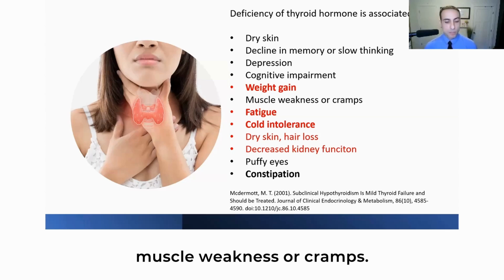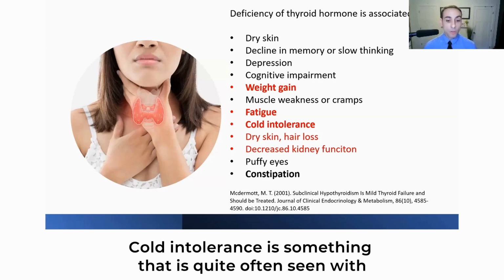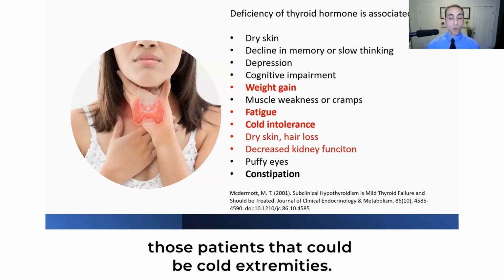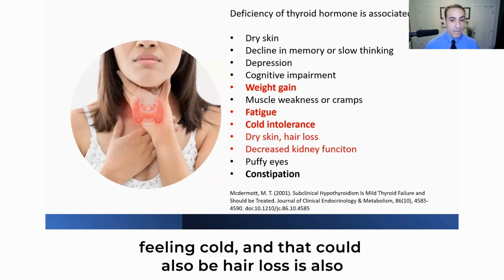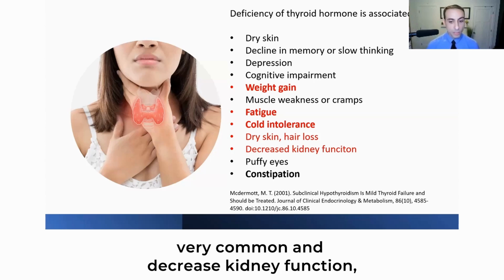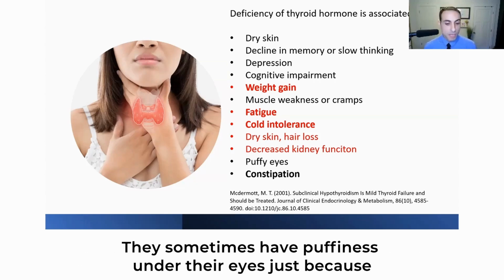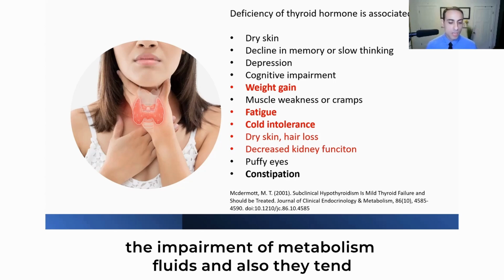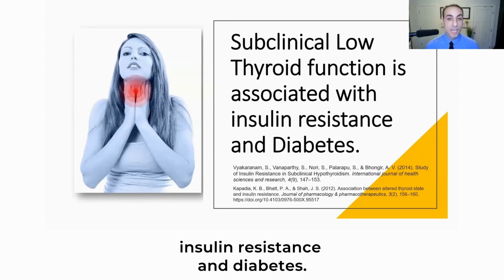Muscle weakness or cramps and fatigue are very common in both hypo and hyperthyroidism. Cold intolerance is quite often seen with those patients. That could be cold extremities. For example, they complain that their toes or fingers are feeling cold. Hair loss is also very common, and decreased kidney function with very prolonged hypothyroidism. They sometimes have puffiness under their eyes because of impaired metabolism of fluids, and they also tend to be constipated.